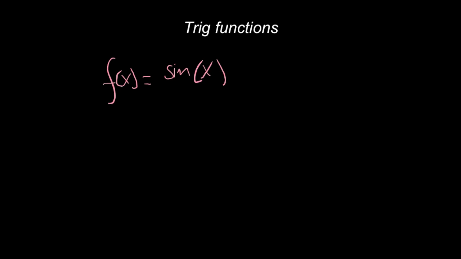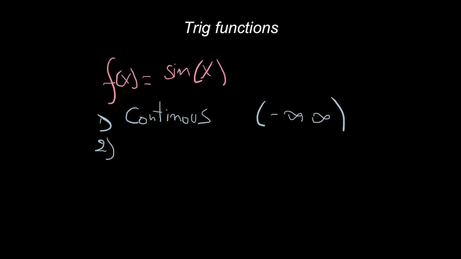The first thing is that it's continuous on its domain, and the domain of this function would be negative infinity to positive infinity. The second thing, it's got a period of 2 pi. The range of the function would be negative 1 to 1, because any value you take from negative infinity to positive infinity, plug it inside sine, you will get a value between negative 1 and 1.